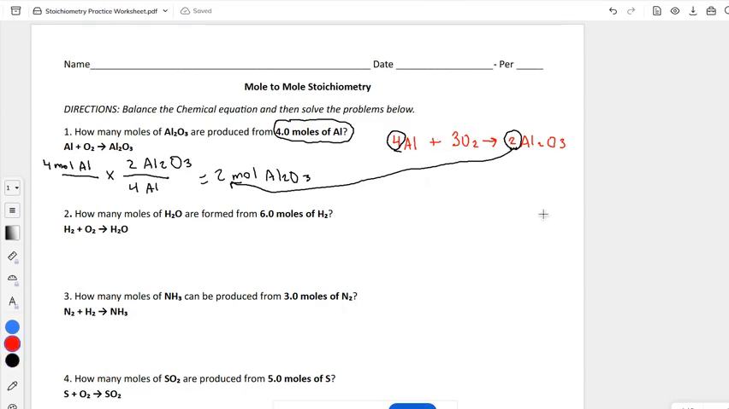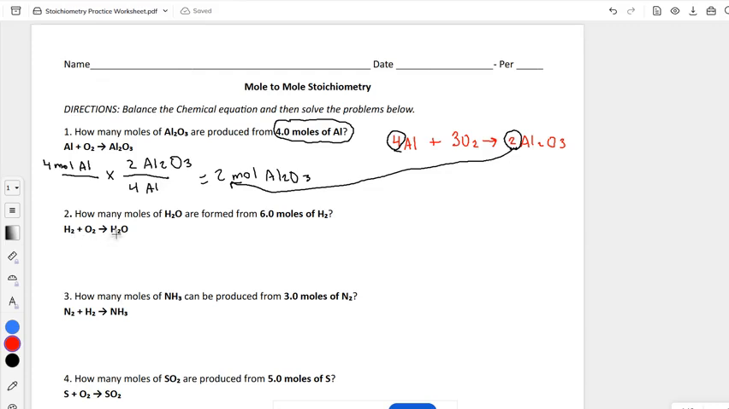Hold on. So here we are with number 2. Let me get my little thing. All right, see if my cursor will go. There we go. How many moles of H2O are formed from 6 moles of hydrogen gas, or H2? This is not balanced because you can see the hydrogens are fine. H2, 2 hydrogens.